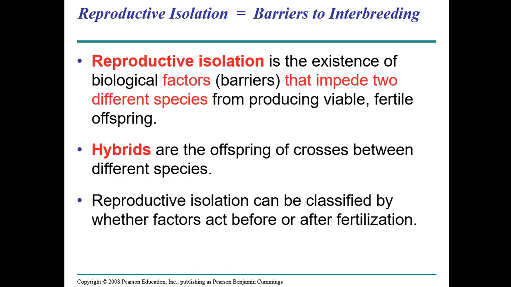Okay? So, hybrids are the offspring of crosses between different species. Diba? It's more common in plants. Mga hybrid plants, also with the dogs, hybrids, meaning it's a cross between different species.